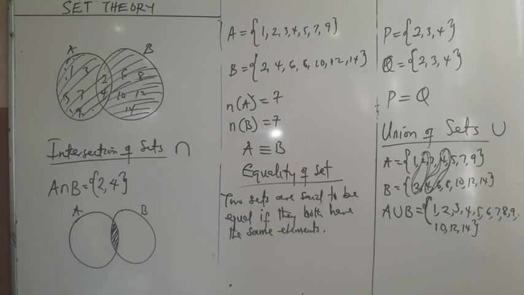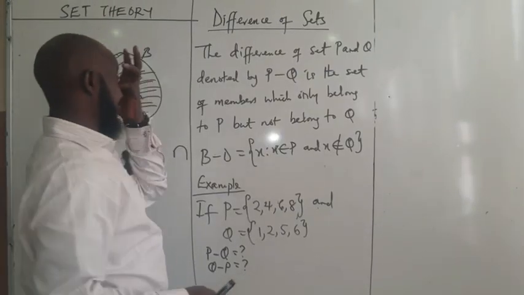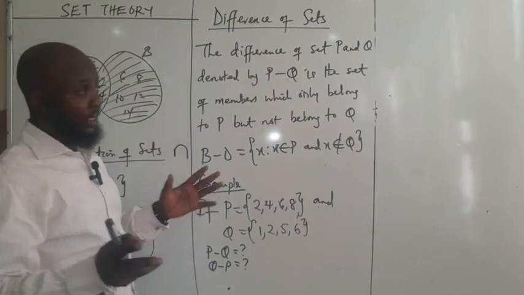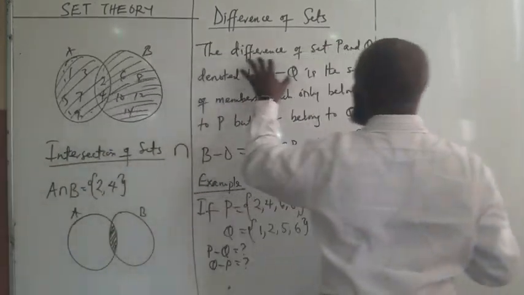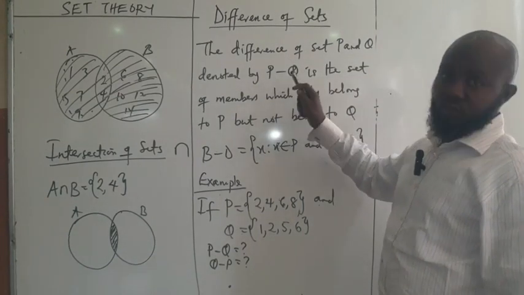Then this will lead us to the next one, which is almost similar, so be very careful. Difference of sets. When we're talking about difference of sets, for example, the difference of sets P and Q is denoted by P minus Q.